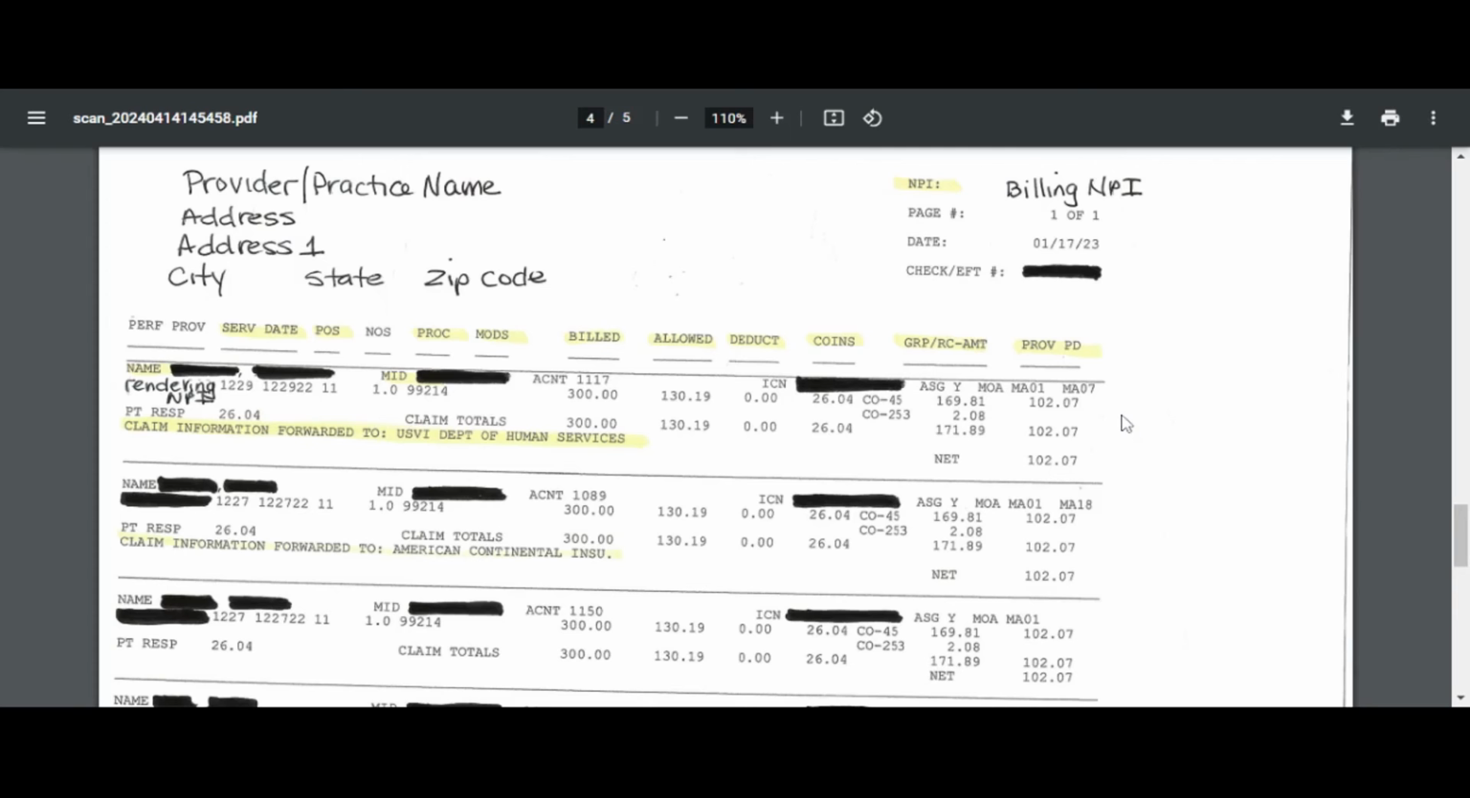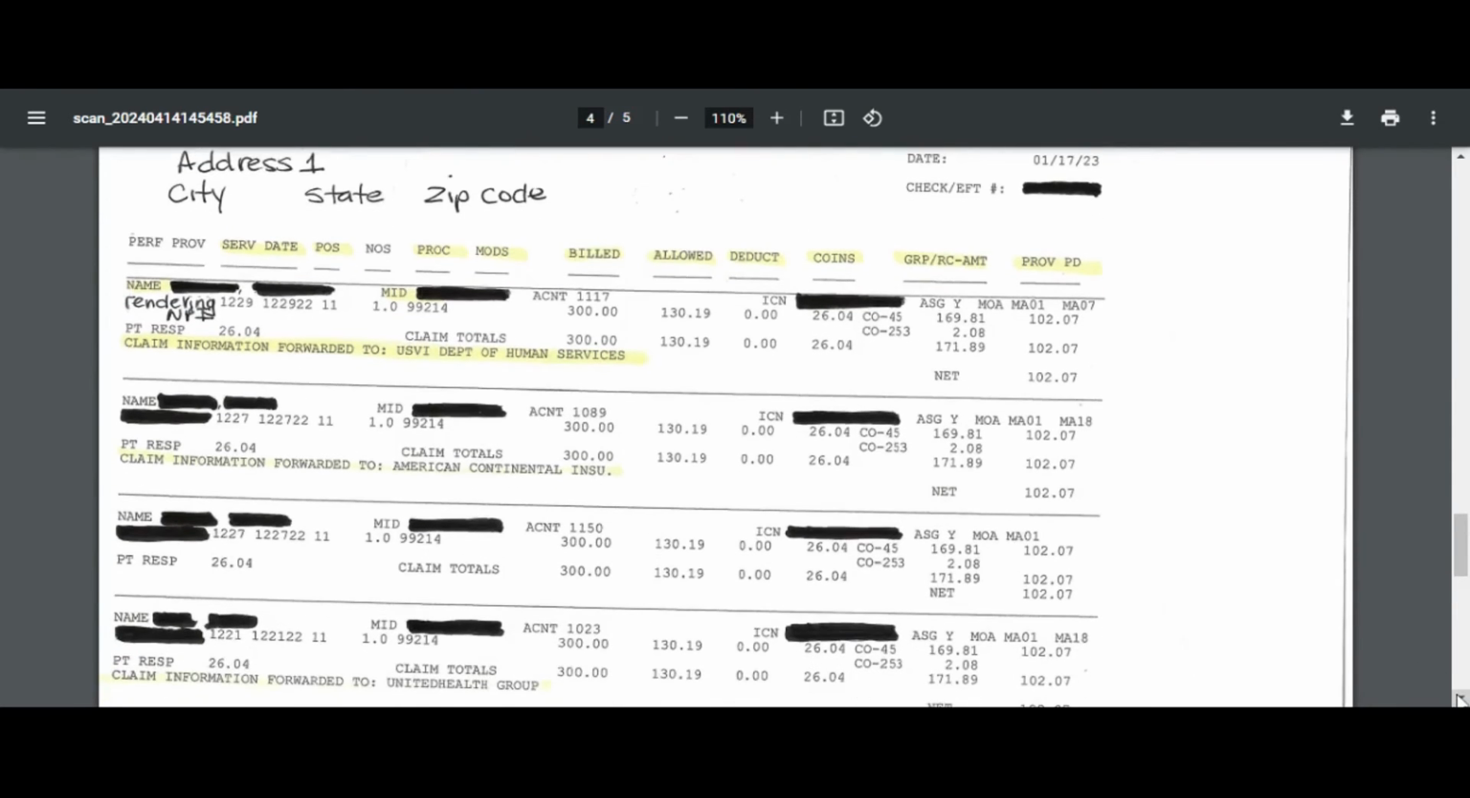And then there is $102.07 that was paid. Now on this particular remit, there was only one line per patient's claim. If there was more than one line, you would notice that it says more than one line. It would have another line with the same information. So when you go further down, you notice the patient responsibility, which is the 26.04, which we got from here, the coinsurance, and then the claim total.